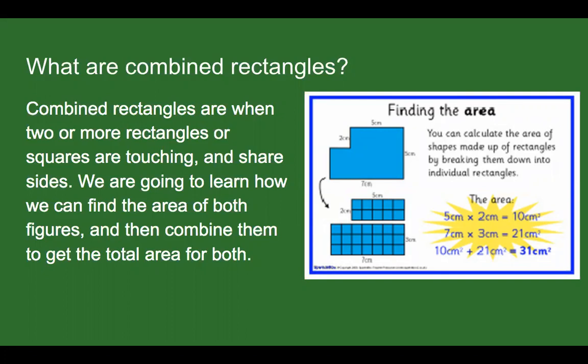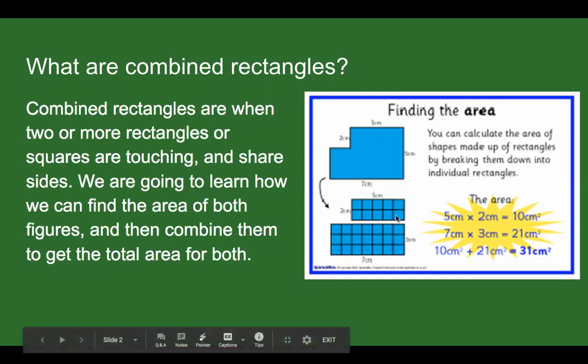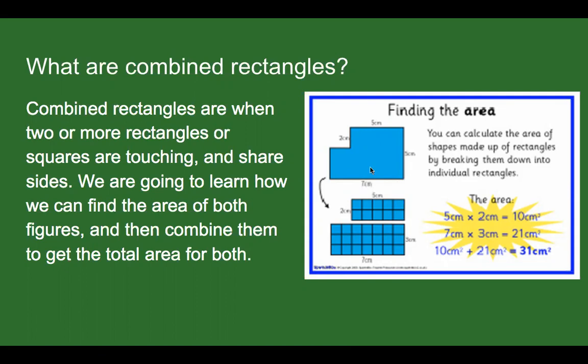So we're going to learn how we can find the area of both figures and then combine them to get a total area for both. If you take a look at this visual right here, you'll notice in this figure there's more than one rectangle combined. You see that? Down here, they separate the two rectangles so you can really see there are two different rectangles. There's one here and one here, and when they're touching, they create this one figure.